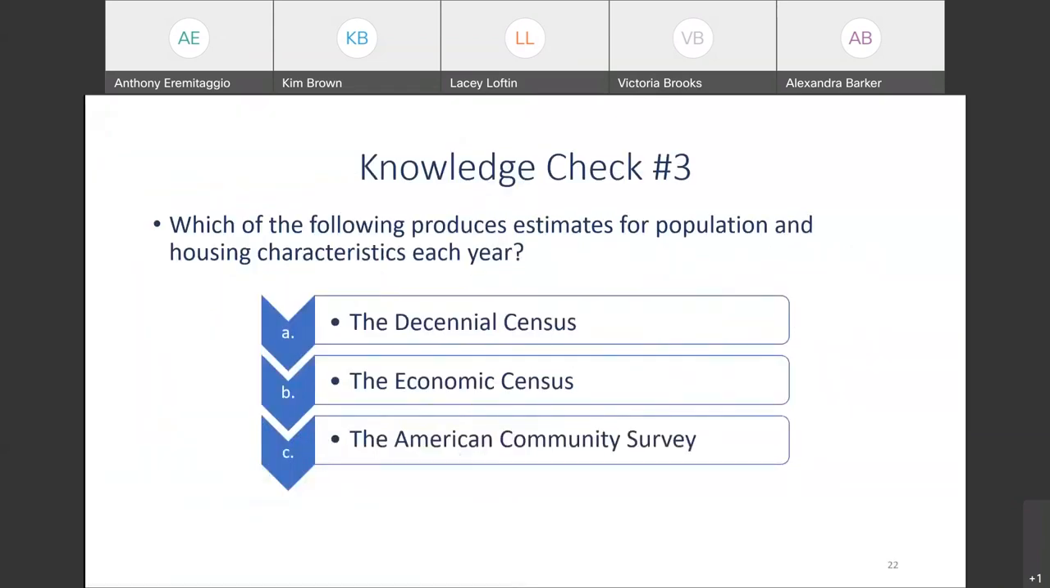So moving on to our next knowledge check, which of the following produces estimates for population and housing characteristics each year? The key I think here is estimates. Remember, surveys tend to fall within estimates. So I'll give you a moment to think about this one. And the answer to this particular question is the American Community Survey.